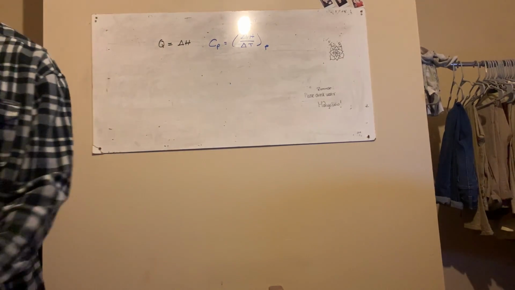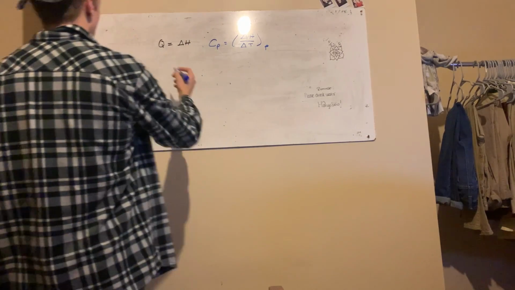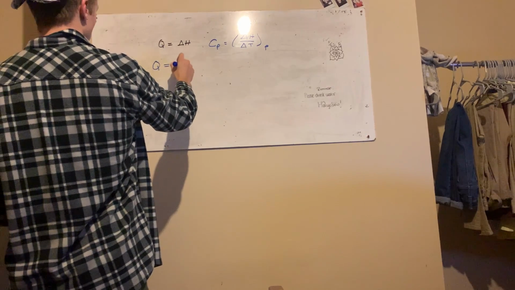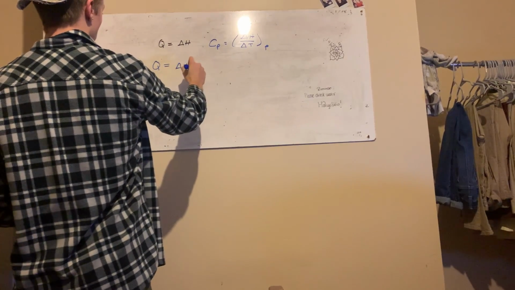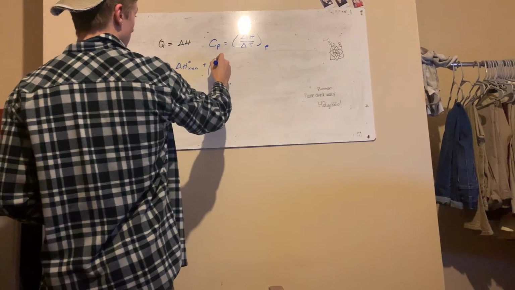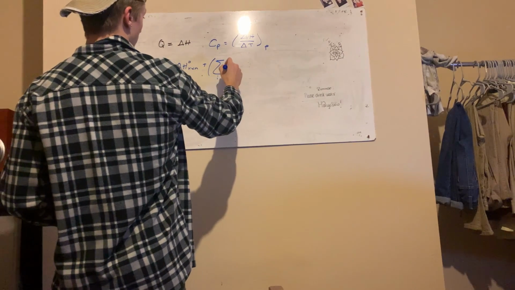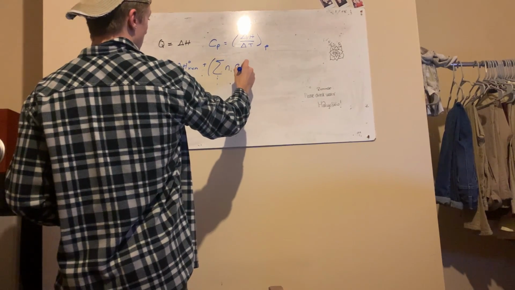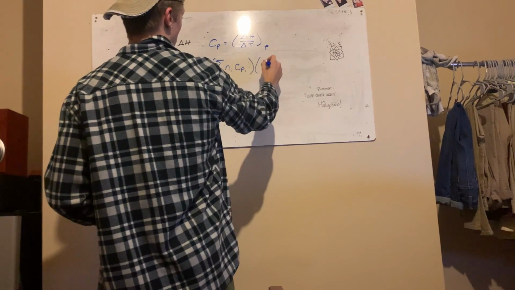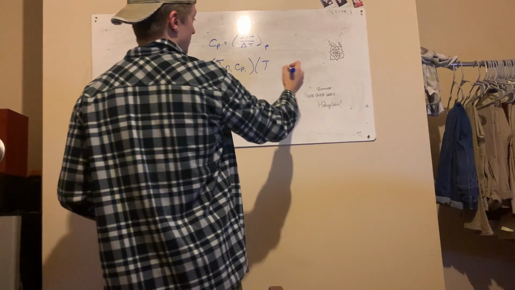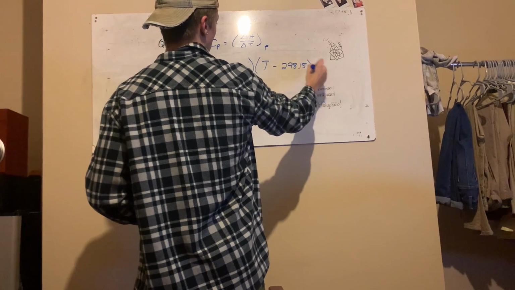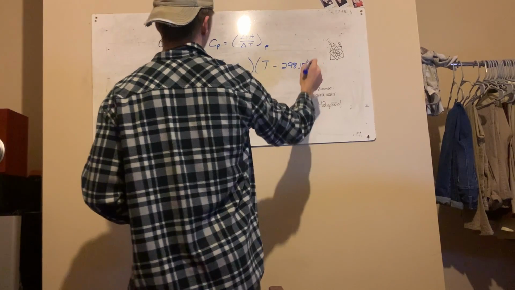So we can go from here and say that Q is equal to the enthalpy of the reaction plus the summation of the moles of the species times the heat capacity of the species in the system times the temperature that the system operates at minus the standard state of the system.